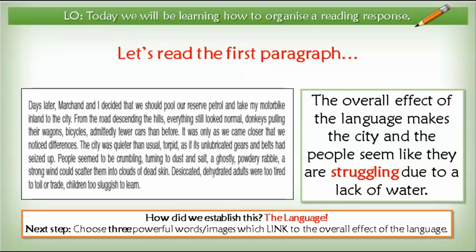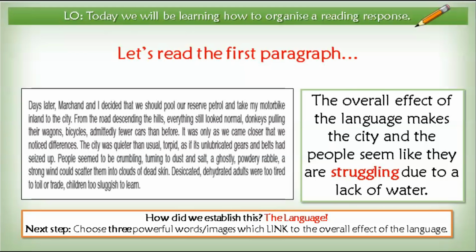Now, hopefully you can see that due to the lack of water, people are desperately struggling. Their health is deteriorating, and the city is just not functioning the way it more than likely was before the rationing of water. So I always advise my students to write the overall effect, a nice concise sentence at the top of their page. I would put something along the lines of, the overall effect of the language makes the city and the people seem like they are struggling due to a lack of water.